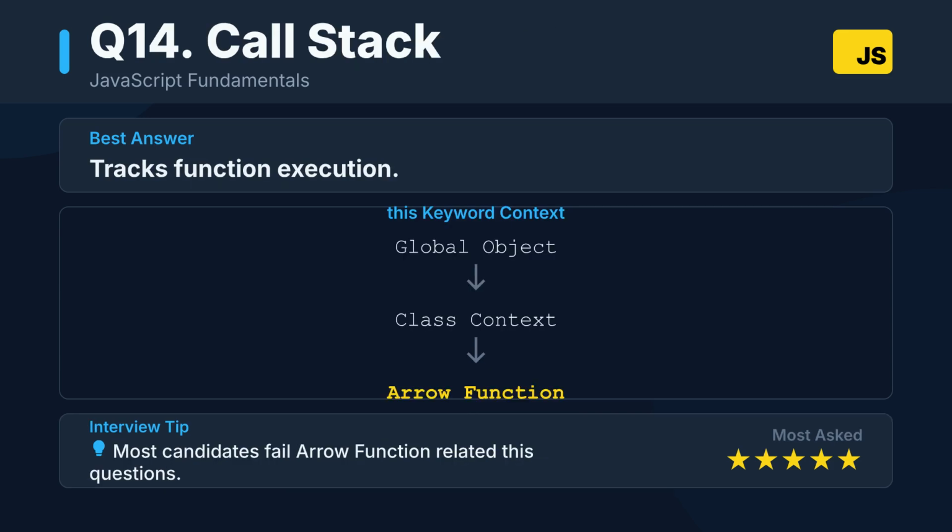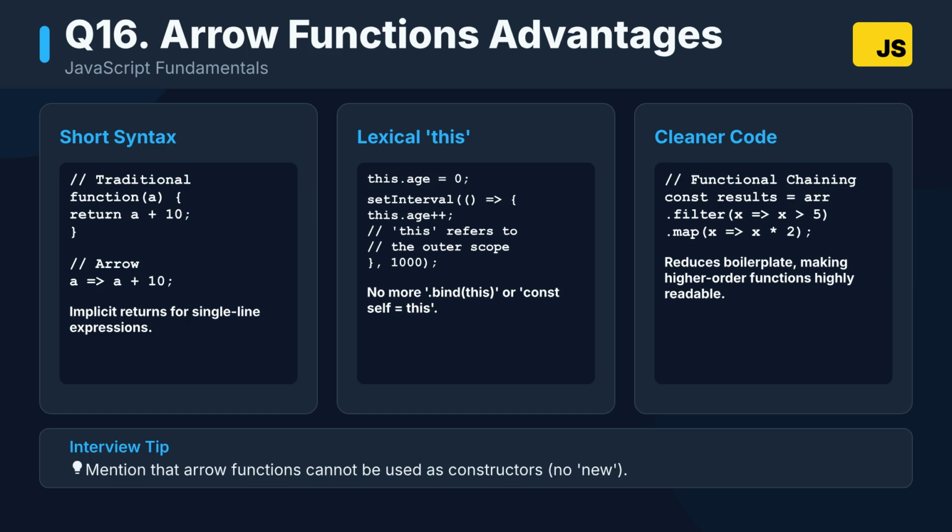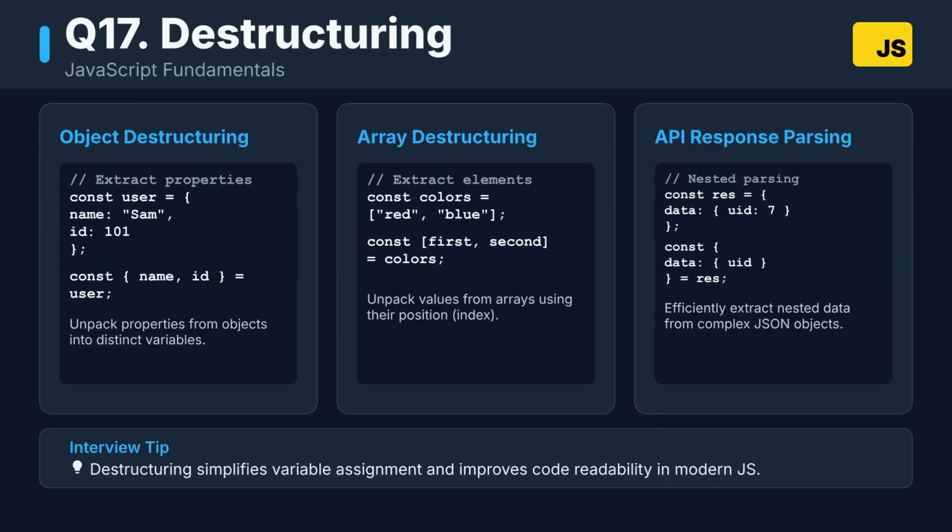Moving to question 14. The call stack. Its primary job is to track function execution, maintaining the order of operations as functions are called and returned. Question 15 covers the difference between call, apply, and bind. Call and apply execute a function immediately with specific arguments, while bind returns a new function with the context already set. Question 16 focuses on the advantages of arrow functions. They provide shorter syntax, possess a lexical this context, and make functional chaining in operations like map and filter much cleaner.